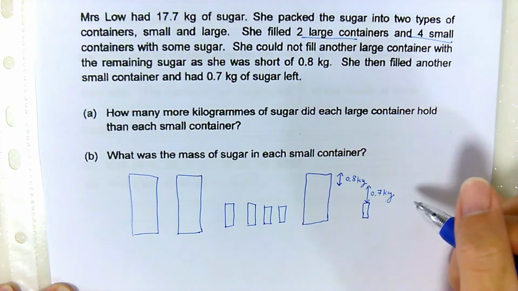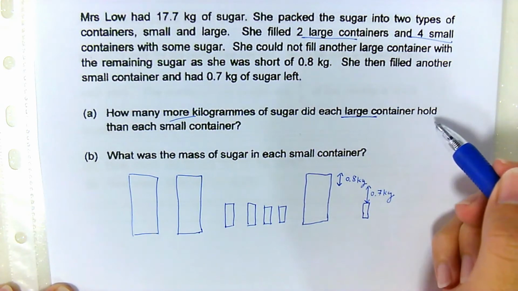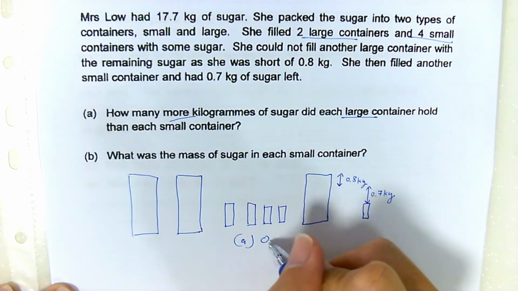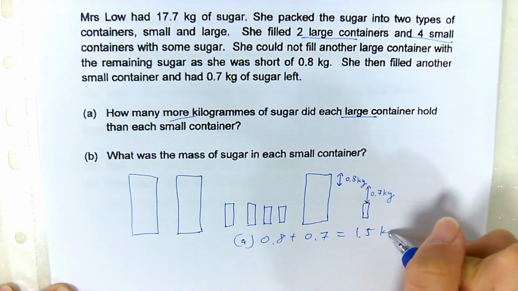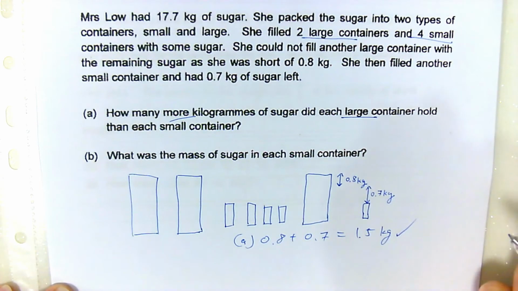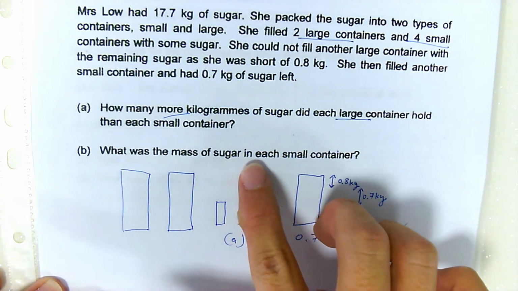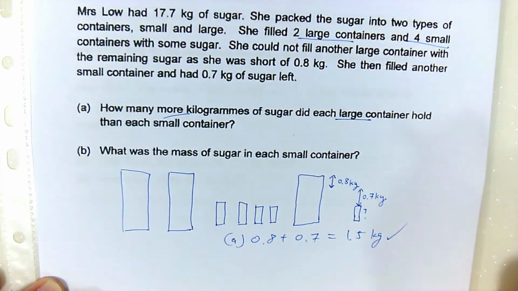Okay, so the question is, how many more kilogram of sugar did each large container hold than each small container? So for part A, very simple. You take 0.8 plus 0.7, so that will be 1.5 kg. Okay, done. Now, they are asking for what was the mass of the sugar in each small container. So this one is like a question mark. They put a question mark over here.